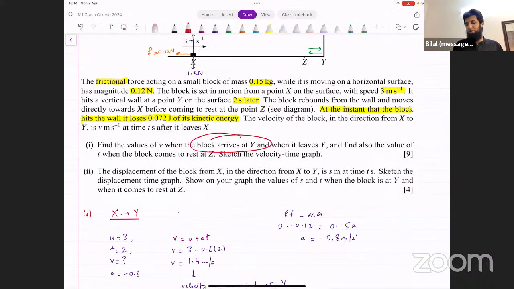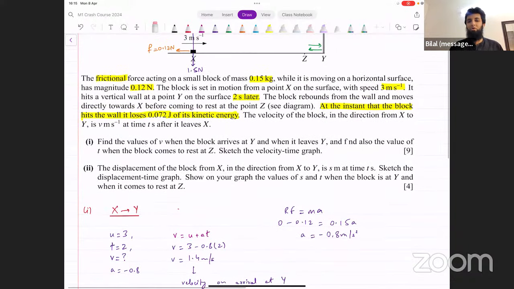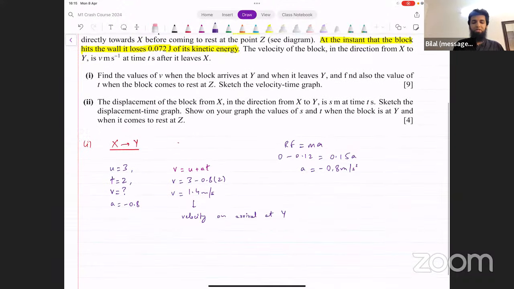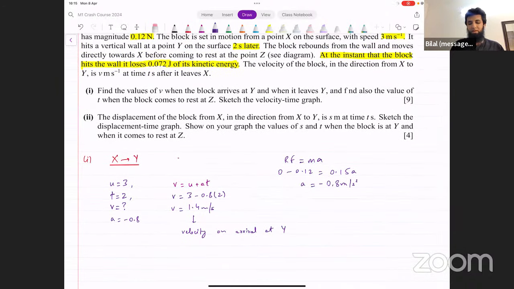And then it says, find the velocity when it leaves y. Now the block hits the wall, right? And because of that, since there's going to be a collision, it's losing some energy. They're saying it's losing 0.072 joules of kinetic energy. Now that might be converted to some other type of energy that we're not considering. It could be thermal energy, it could be sound energy, any other energy. So we're losing some energy. That's 0.072 joules of kinetic energy. There's a loss of kinetic energy. Can we find the speed at which the block is now going to leave y?